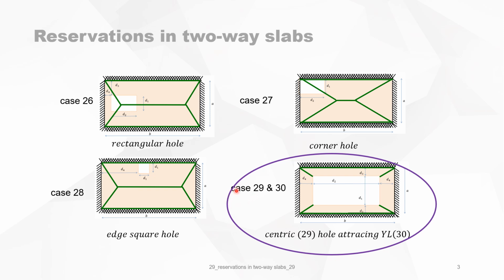We will handle case 29 now, but cases 29 and 30 are special because the yield lines do not follow the rule of 30, 45, 60 degrees. The yield lines are corrected by the corner of the reservation. That gives you more realistic yield lines.